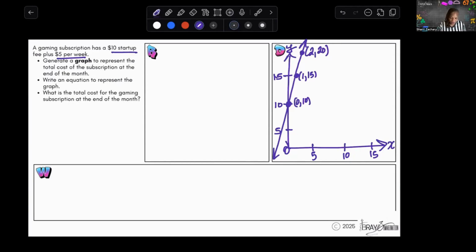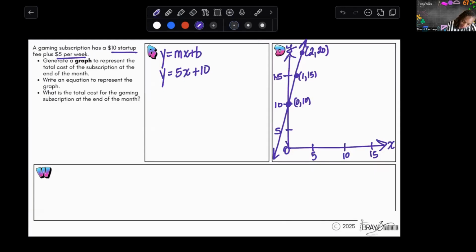Okay, and so we see here $5 per week. So for every $5, we have 1 week. 5 over 1, rise over run. Okay, so if I were to write my equation in slope-intercept form, I see that my slope is 5 and my y-intercept is 10.